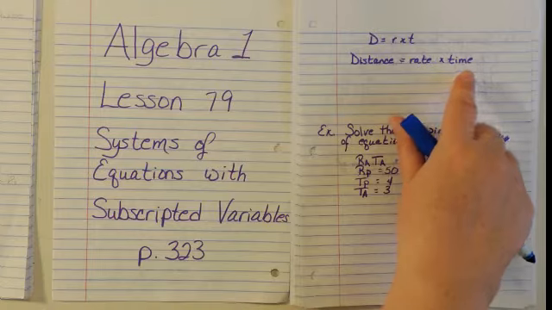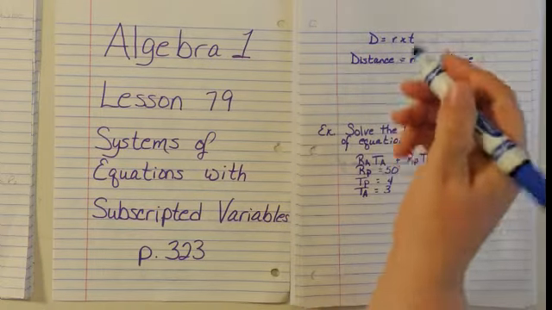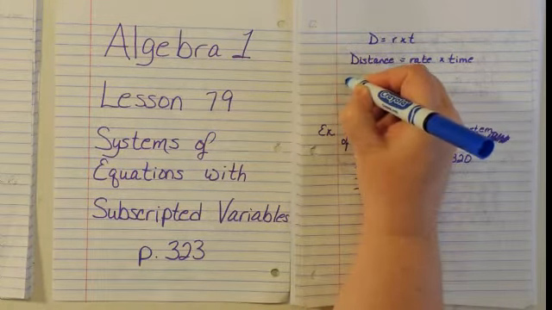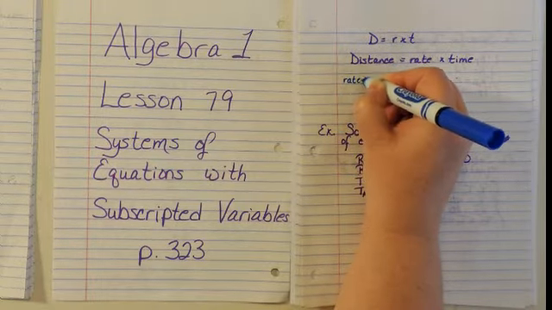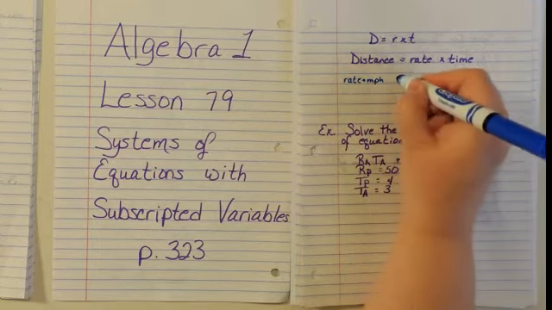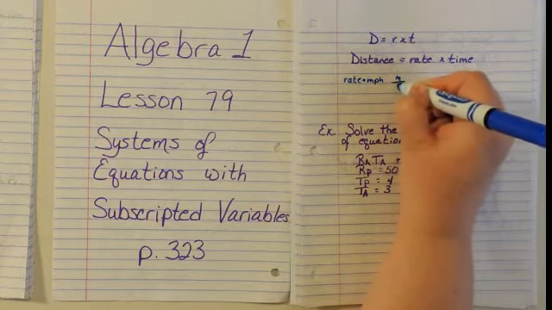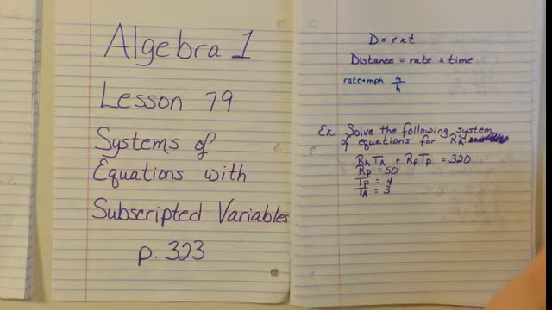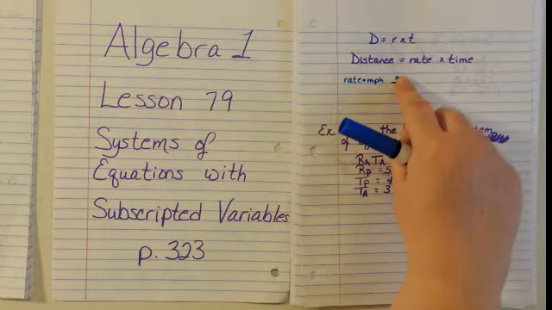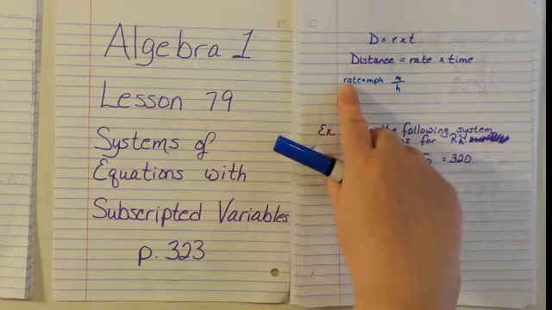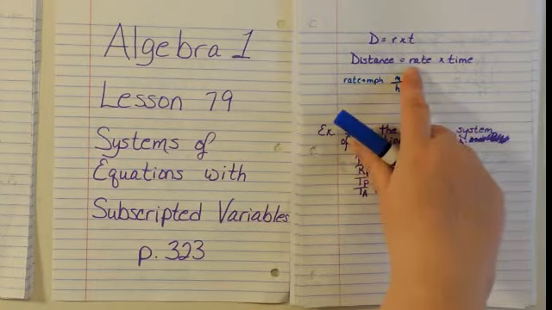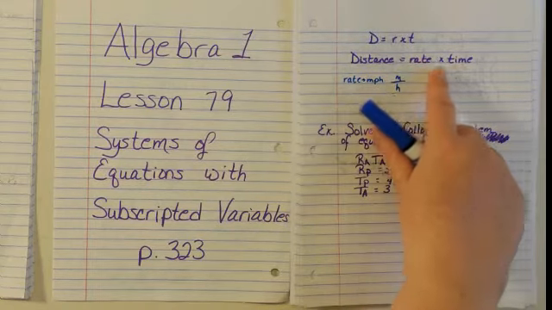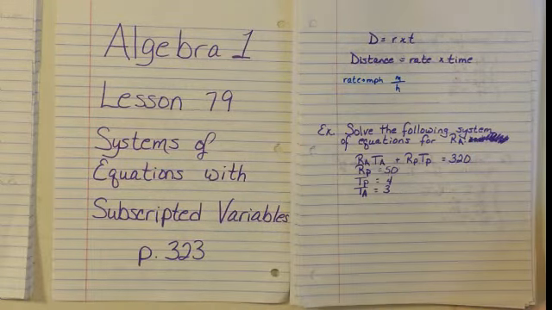You can figure this out if you know that rate is speed, and we measure rate by miles per hour, right? Miles per hour is the same as miles over hour, right? Miles is distance, hours is time, so rate equals distance divided by time. Okay?